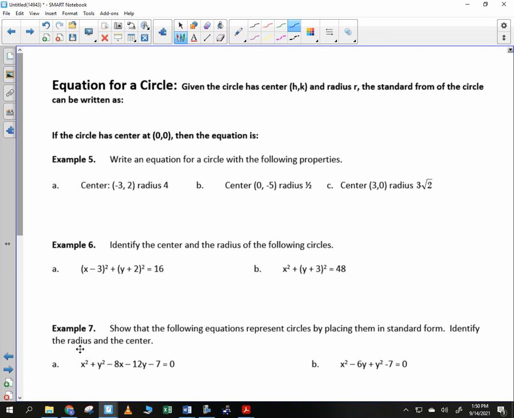Given the circle as center h, k, radius r, the standard form for the circle can be written as the following. Go back to your notes. Nope, don't have time. Don't have time to draw the triangle. We'll just have to miss that question on the ACT.